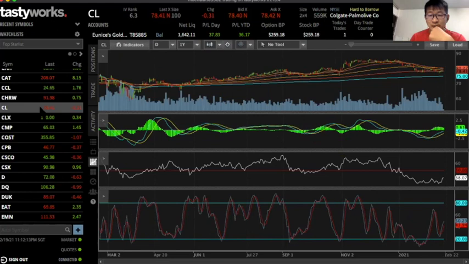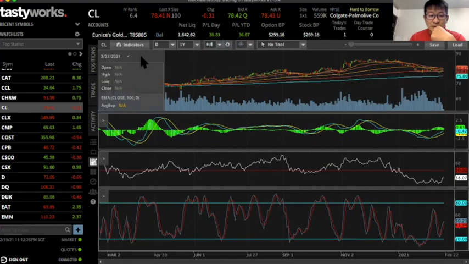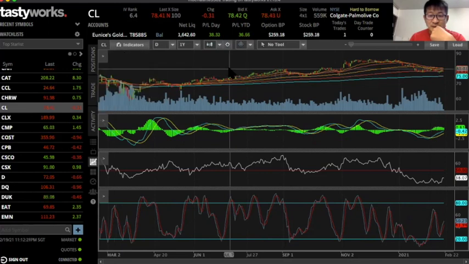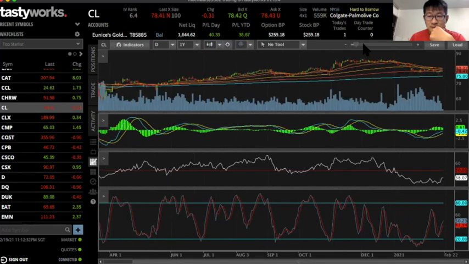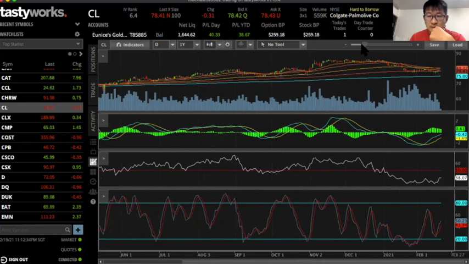Okay, Colgate, we have an opportunity for Colgate. It has really been going below how many moving averages? So moving average is, let's see. Okay, so Colgate, we can have an opportunity to trade Colgate.